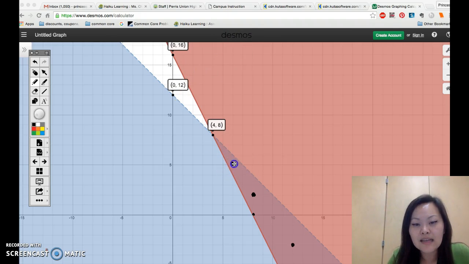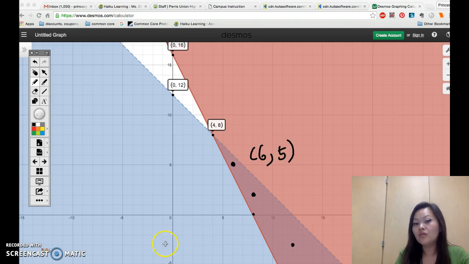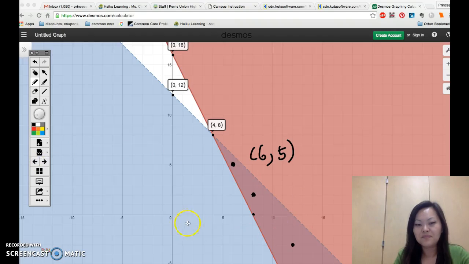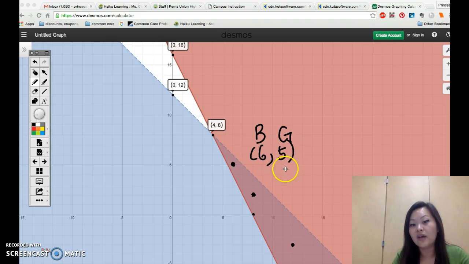So let's say I decided I'm going to pick this point. Starting from 0, that's 1, 2, 3, 4, 5, 6. So that would be 6, comma, and I go up 1, 2, 3, 4, 5. Okay, so if you remember, this line going sideways represented, what was it? I have to go back. Babysitting, and the line going up and down represented gardening, right? So basically, it will be 6 hours of babysitting and 5 hours of gardening. And if she does that, it will work because 6 plus 5 is 11. So she'll be working less than 12 hours.